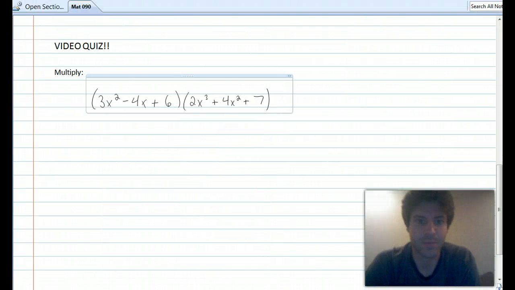Okay, video quiz time. Multiply out these two trinomials, and don't forget to combine like terms at the end. Alright, good luck. See you in class.